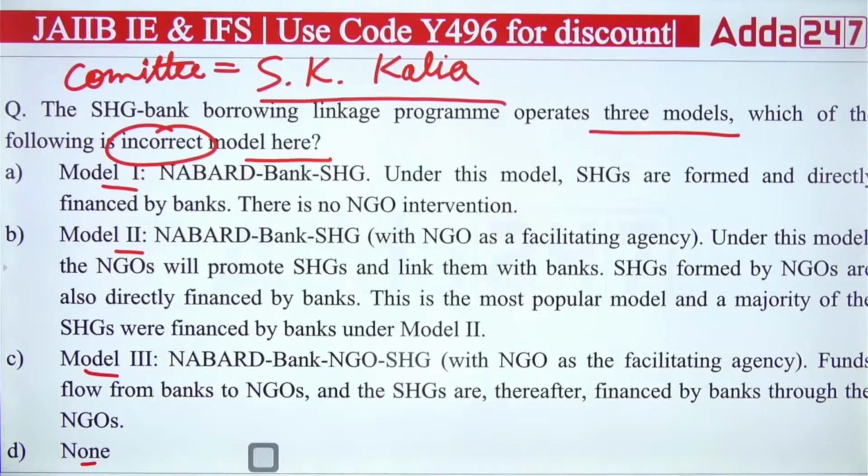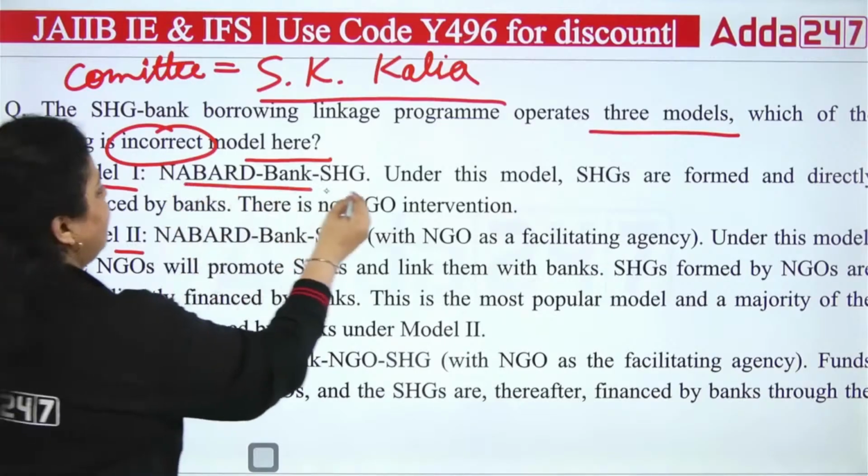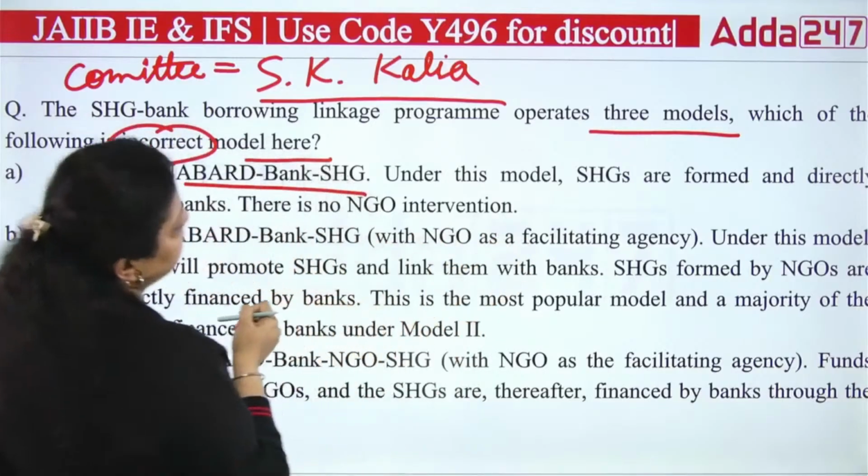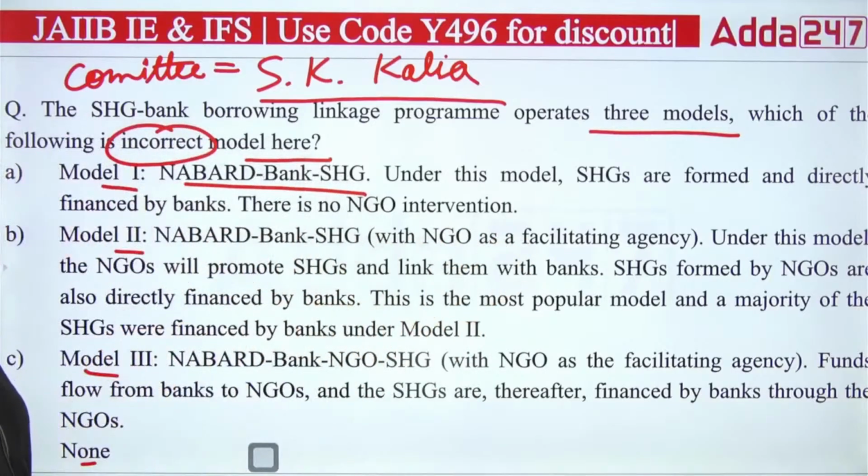And C option you guys are saying. Okay. First is saying model 1 NABARD bank self-help group is there. Under this model self-help groups are formed and directly financed by bank. There is no intervention of your NGO. Second is saying NABARD bank self-help group is there, where NGO is a facilitating agency. Under this model, the NGO will promote self-help group and link them with the bank, self-help group formed by NGO, etc. Okay. So B is incorrect.